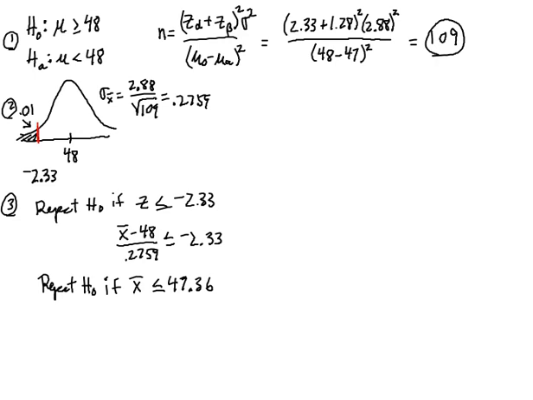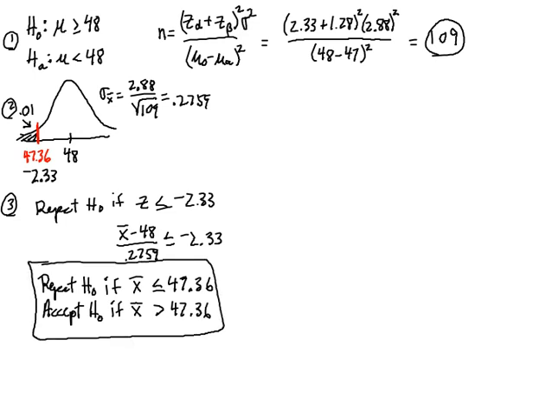So our sample average that's on our decision line is 47.36. And then we will accept H sub 0 if x bar is greater than 47.36. So this becomes our decision statement or our decision rule for the sample.